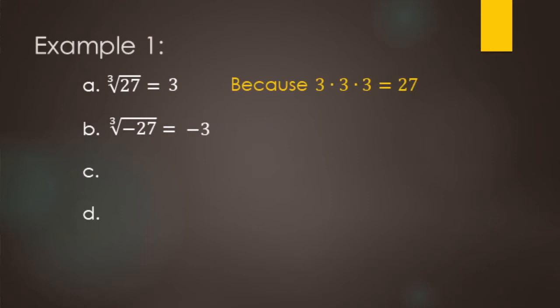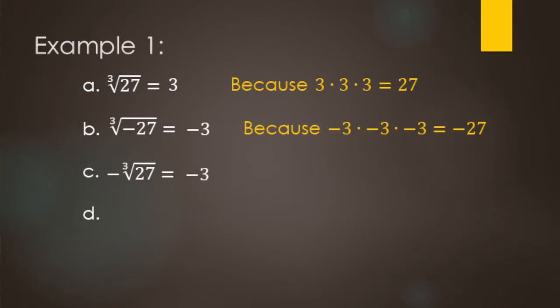With our square roots, it works differently. But check this out. Negative times negative is positive, times another negative does make a negative. So we can do 3 negative 3s. So 3 negative 3s being multiplied to make negative 27. Here we go, negative cube root of 27. Well, that's also going to be a negative 3.